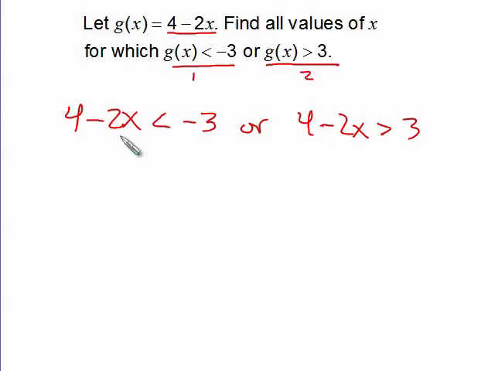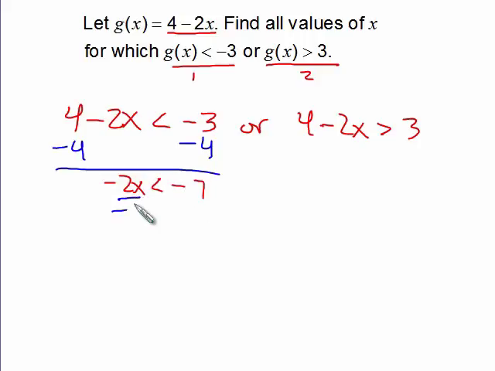So I'll start with the one on the left. Isolating x, I need to subtract 4 from both sides. So this gives me negative 2x is less than negative 7. And then to isolate x, I need to divide by a negative 2. Now remember, dividing by a negative, to keep it a true statement, we must switch the inequality's direction. So now x must be greater than positive 7/2.